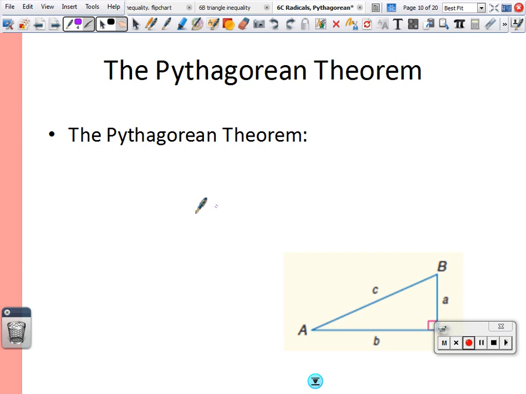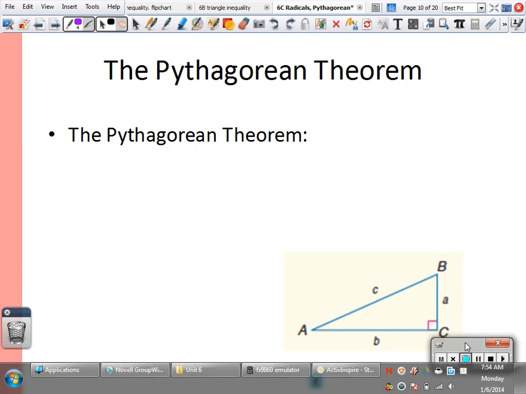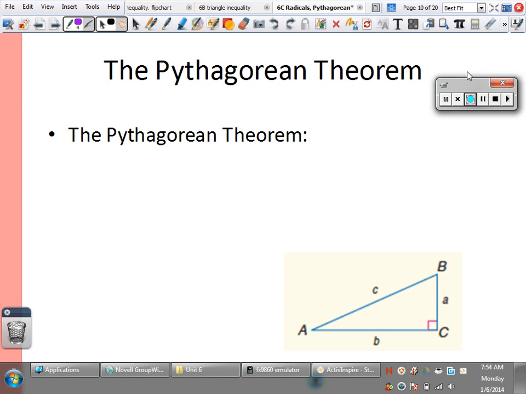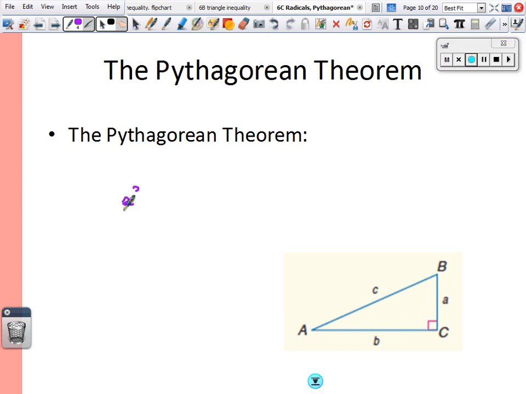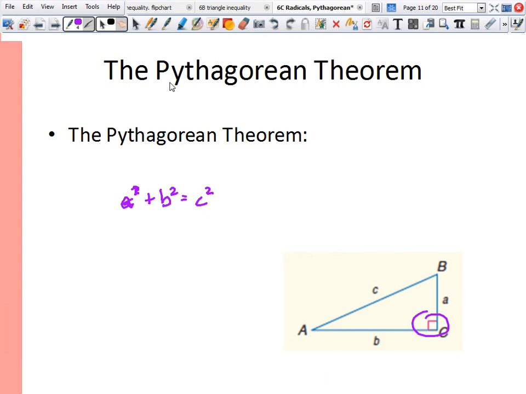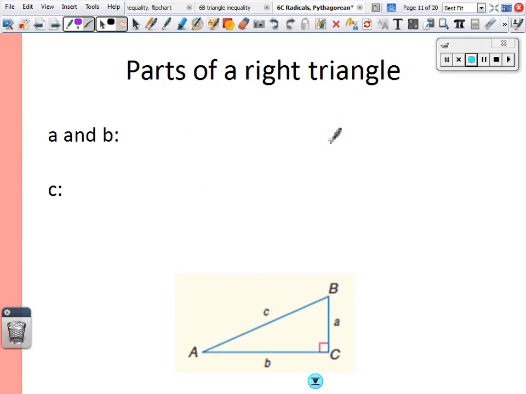The Pythagorean theorem. You guys have been working with the Pythagorean theorem for a really long time. You should know this pretty well. It's not too complicated. It's a squared plus b squared equals c squared. And that works because we have a right angle here. The Pythagorean theorem is the square of the sum of the legs is equal to the square of the hypotenuse. Parts of the triangle. A and B we commonly refer to as the legs, and C is the hypotenuse.